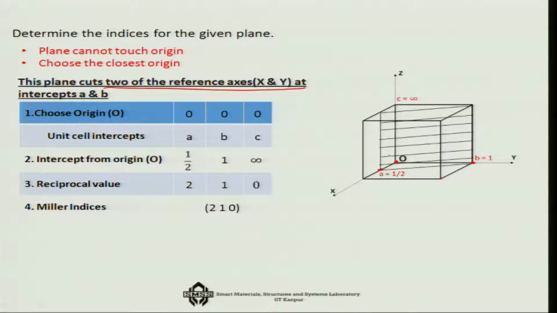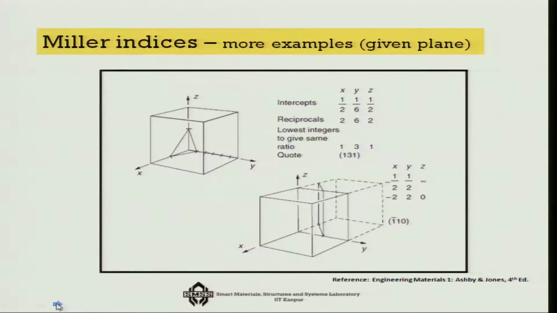Okay. Now, what are the intercepts in this case? Half in the x direction, 1 in the y direction and in the z direction, this whole thing is actually not cutting the z axis, so the z intercept is infinity. So, what is the reciprocal? 2, 1 and 0. So, the Miller index of this particular plane is 2, 1, 0. Okay. So, this is again another case that we have solved.